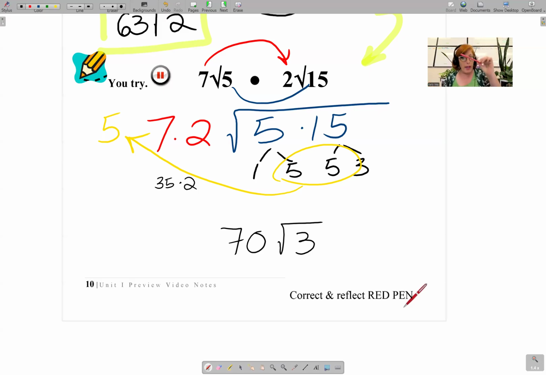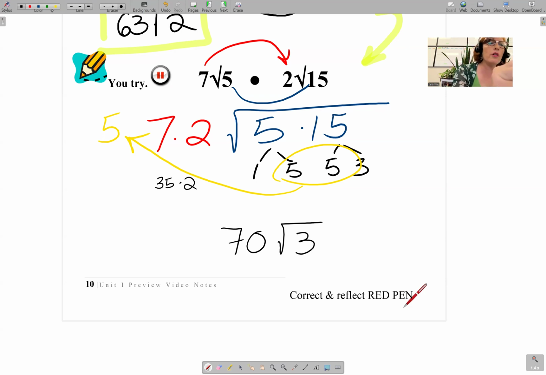All right, get your red pen. You multiply the outies. You should have gotten 70. Multiply the innies. And it's 5 times 15, but you don't multiply, you factor. You have a pair of fives. The 5 comes out. 5 times 7 is 35, times 2 is 70.